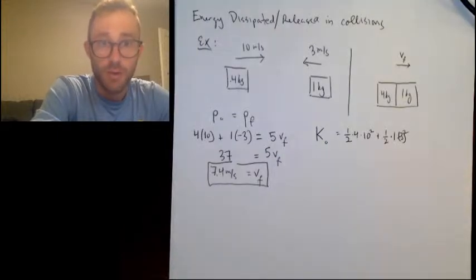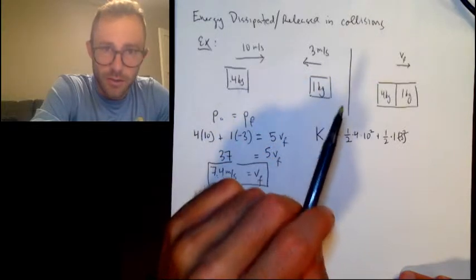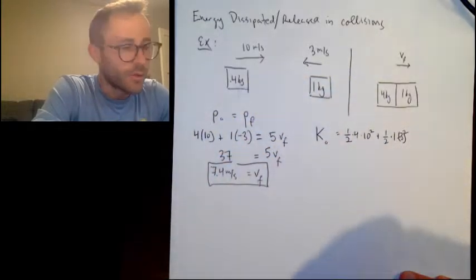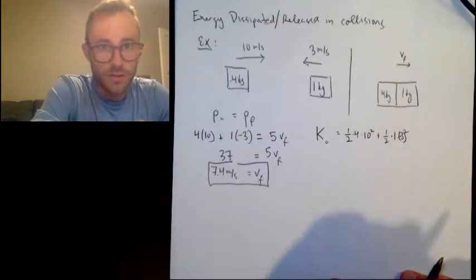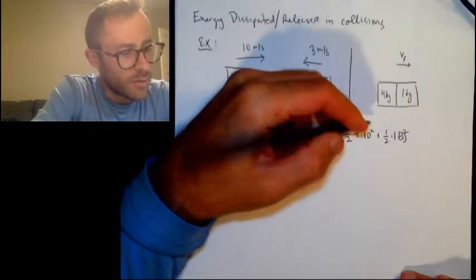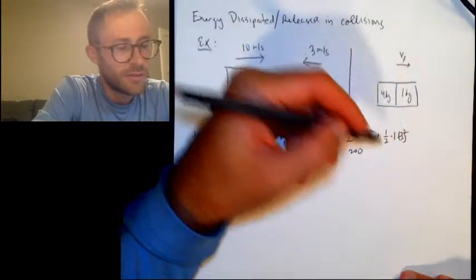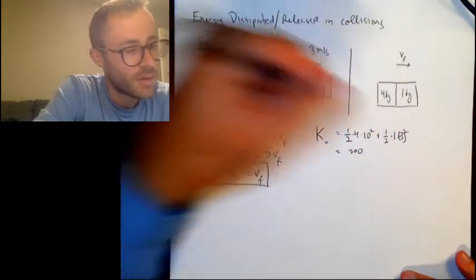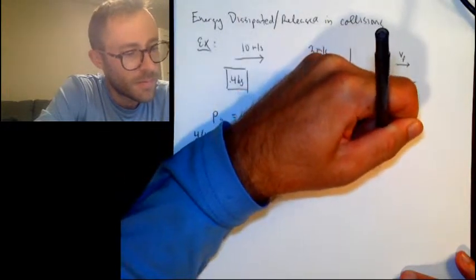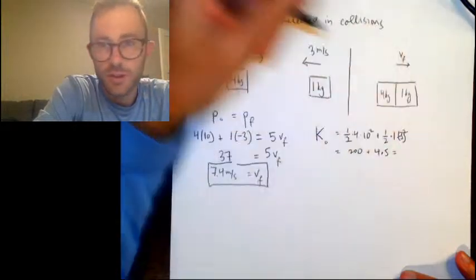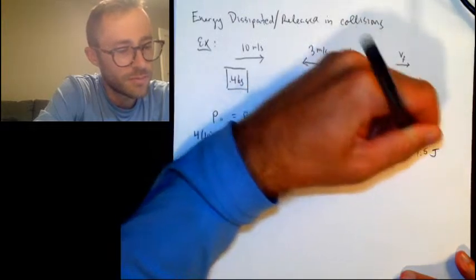All right? So that's an important point. Even though this is going to the left, it is still a positive kinetic energy. Okay? If you're going to the left, you have a negative momentum, but if you're going to the left, you still have a positive kinetic energy. So working this out, we have 400 divided by 2, 200, and then 9 divided by 2 is 4.5, for an initial kinetic energy of 204.5 joules. Okay?